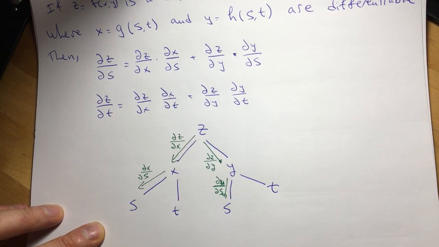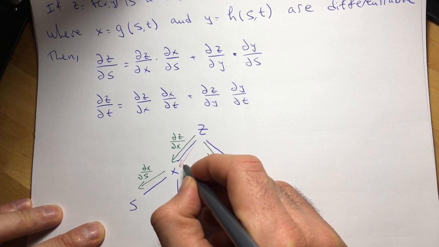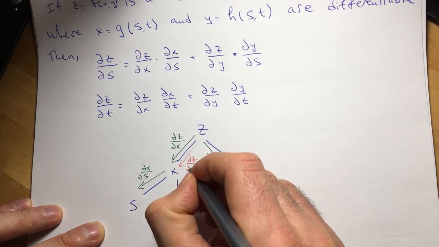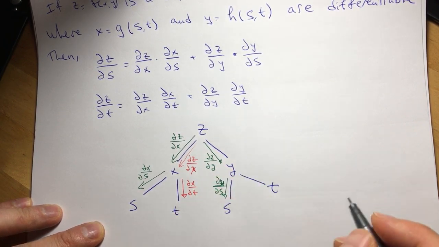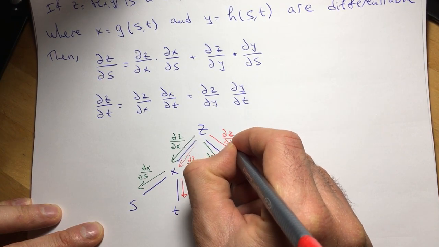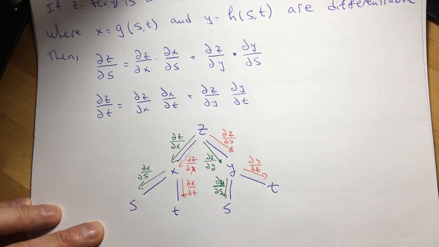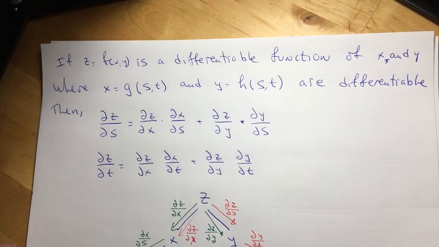Similarly, if we want to find partial z partial t, first we get to x, looking for the partial derivative partial z partial x, and then x depends on two variables, so partial x partial t, plus partial z partial y times partial y partial t. Okay, so let's do an example.